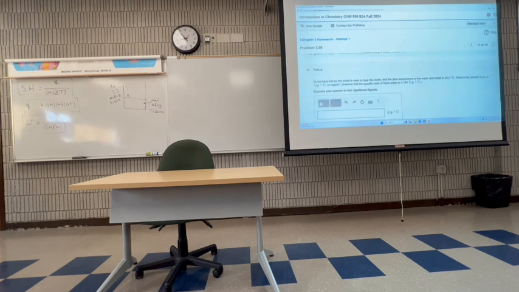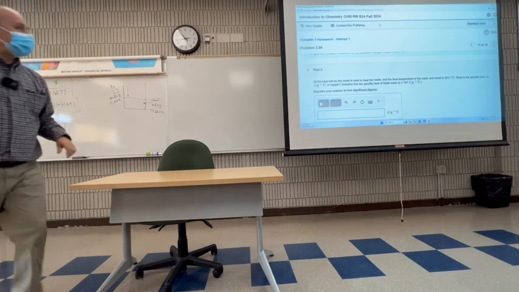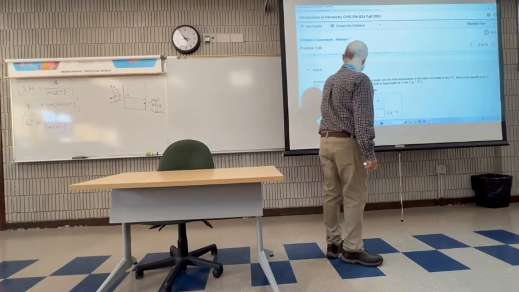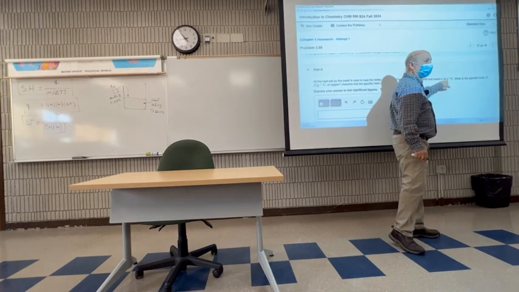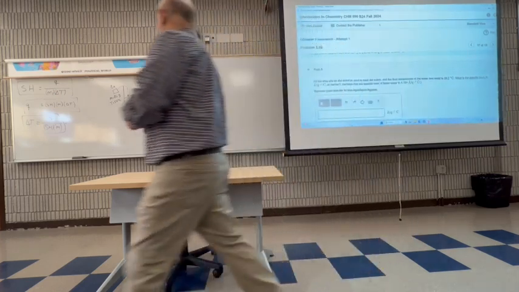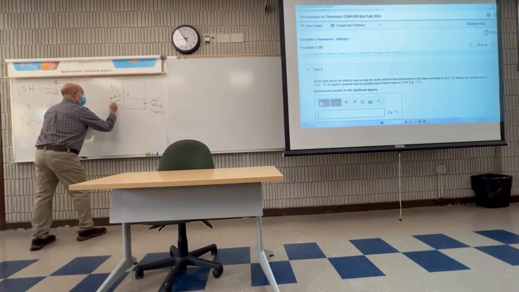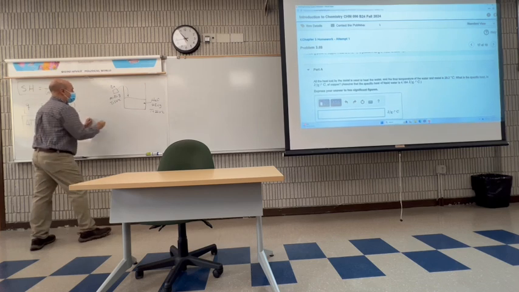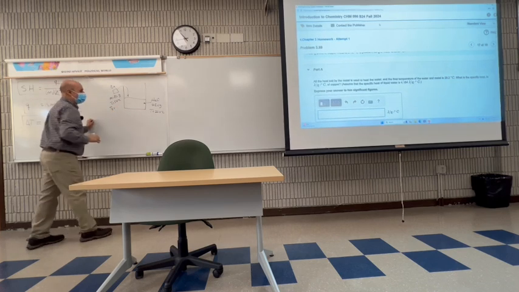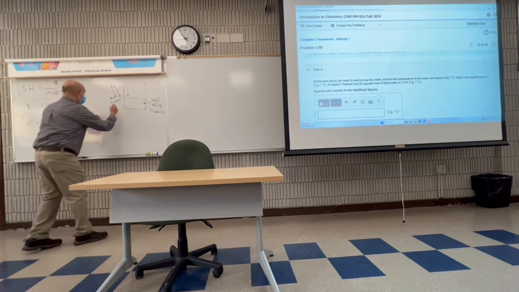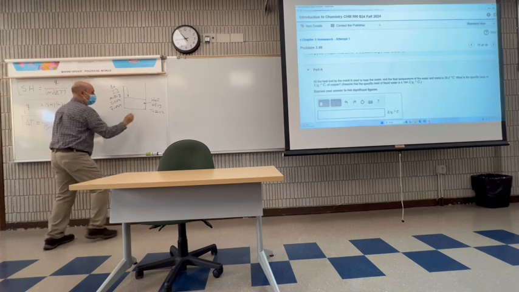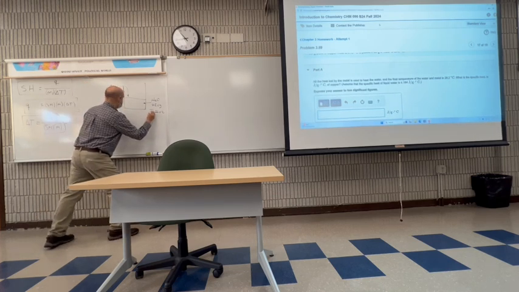Now, here is where the problem comes into place. All the heat lost by the metal is used to heat the water. And the final temperature of the water and metal is 29.2. So we have a TI, initial temperature, and a TF, final temperature, which is 29.2. The final temperature of the water and the metal is going to be the same.